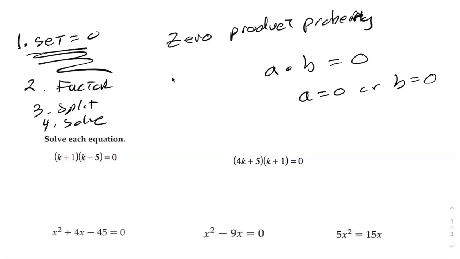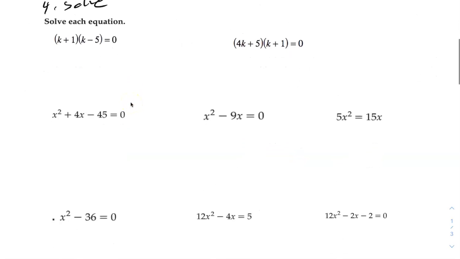Like that. So we're going to set everything equal to 0. We want to do that because then we can use the zero product property. This doesn't work if it's any other number besides 0. If it's 10, you can't just split it. So we have to set equal to 0, factor, and then we split and solve.